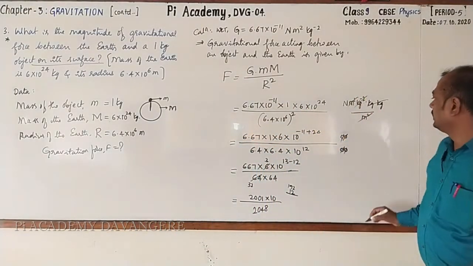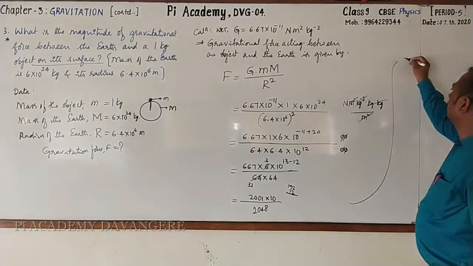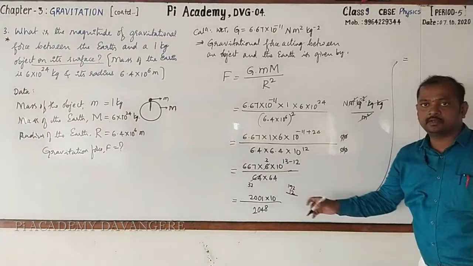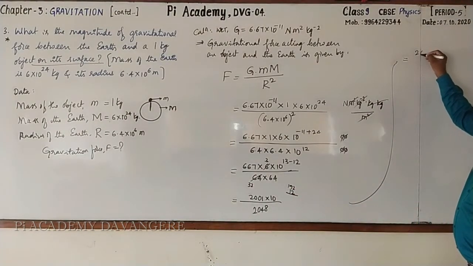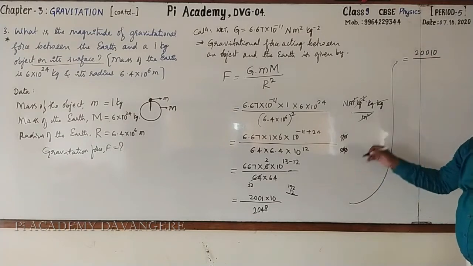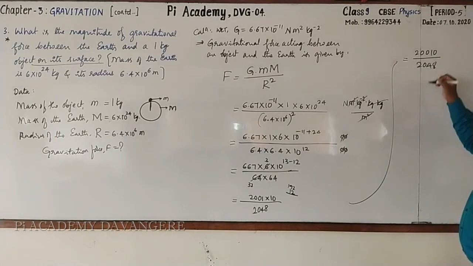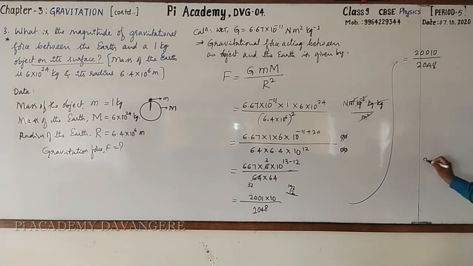2048. Now here I will go on. This is equal to, multiply by 10, it will be 20,010 divided by 2048. Now we go for dividing 20,010 by 2048. How much is it? When we take 2048 tens, it will be 20,480. That is greater than this. Hence, we can go for 9.